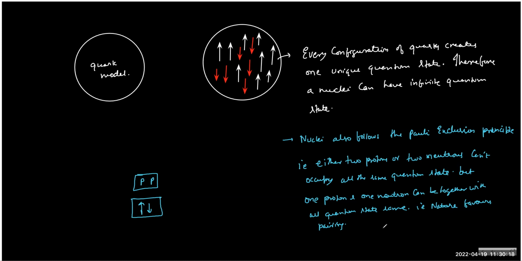Now, what else does nature favor? If two quarks have the same spin, then we call them strongly attracted. So the nucleus with the same spin, let me write it here. These are some properties of nuclei which you need to remember.